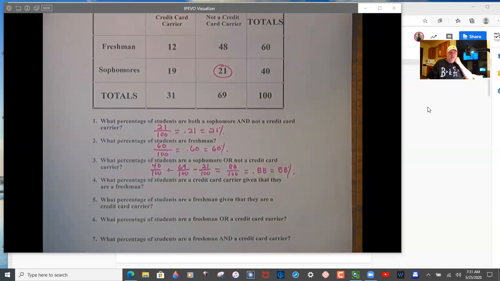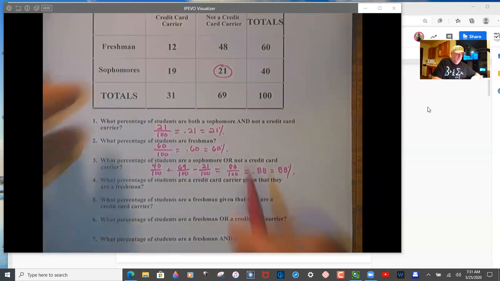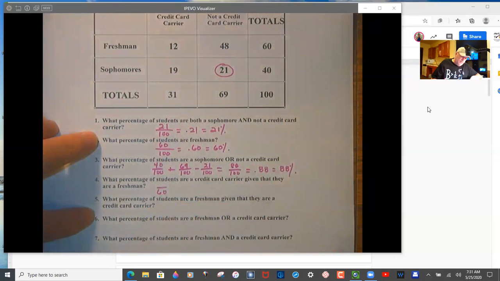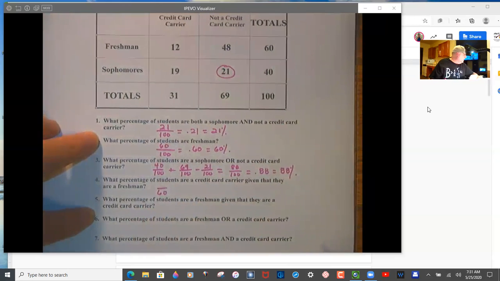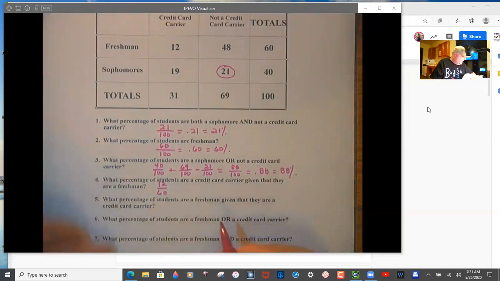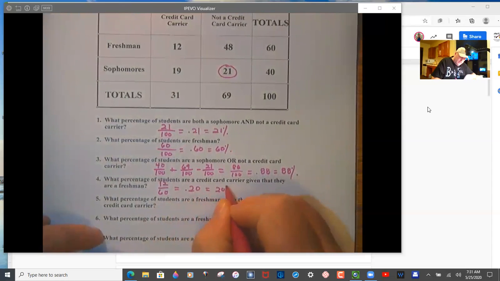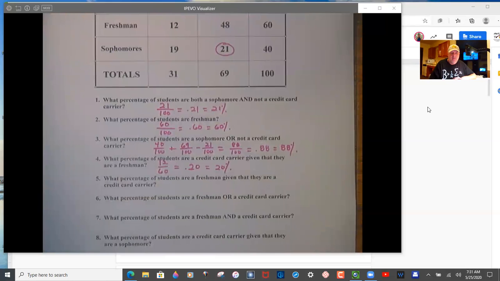What percentage of students are a credit card carrier given that they are a freshman? Now we're limiting, we're not using the whole table, we're just focusing on that row of freshmen. Given that they are a freshman, you're just using this row, and that 60 is going to be the bottom value. What percent are a credit card carrier? That's 12 out of 60, and that is 20% when you do that division.